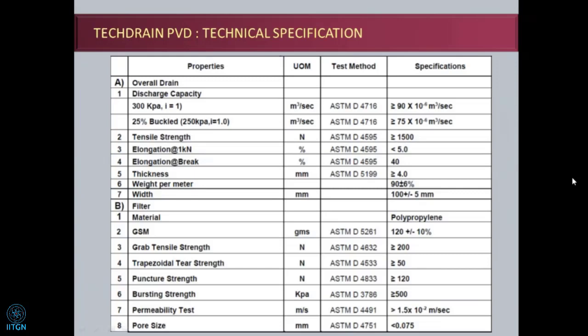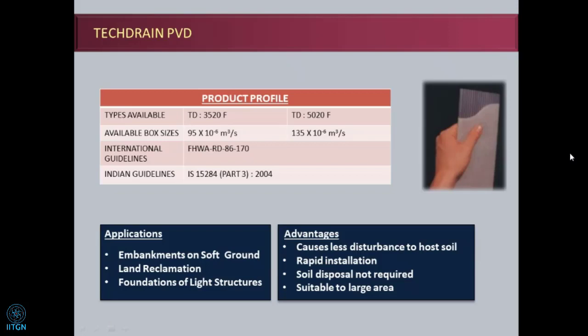These are the specifications which we are manufacturing. We can have any kind of specifications for the prefabricated vertical drain as per the requirement, and we are supplying to other countries also as per their specification requirements. Generally we have two types of basic products, and we follow the Indian design guidelines, IS 15284.